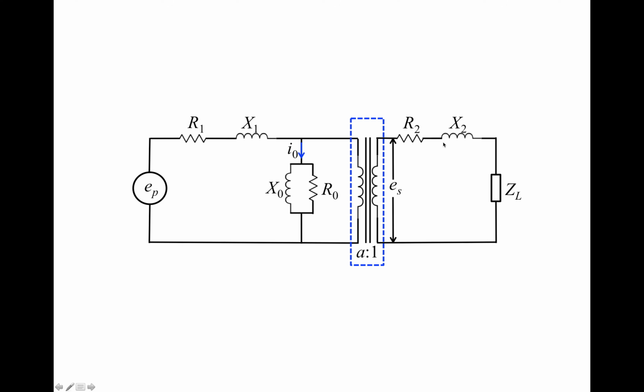And then the circuit inside of this blue box is an ideal transformer, and all the non-idealities of the practical transformer have been accounted for by the circuits outside of the blue box. So by now we have obtained the equivalent circuit of a practical transformer. It will be the starting point for us to study the equivalent circuit of the induction machine in the following videos.